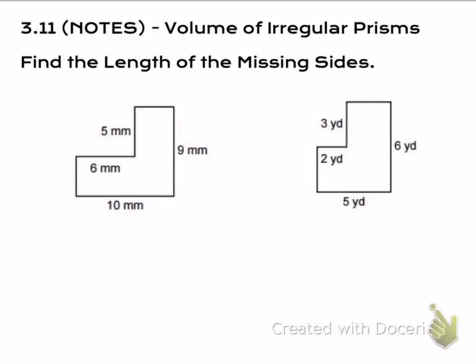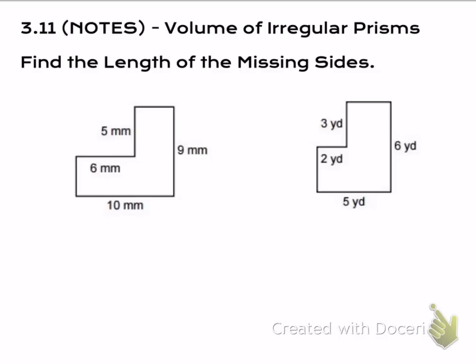Hello. Today we are going to be finding the volume of irregular prisms. In our warm-up today, we started by finding the length of the missing sides of an irregular shape. We're going to do two examples like that in our notes because it will help with finding volume, and then we'll move into the volume of a regular prism.